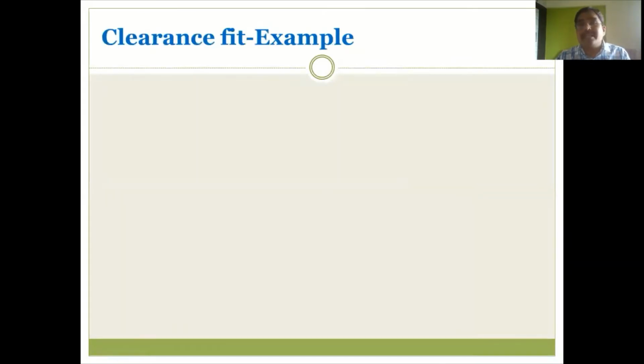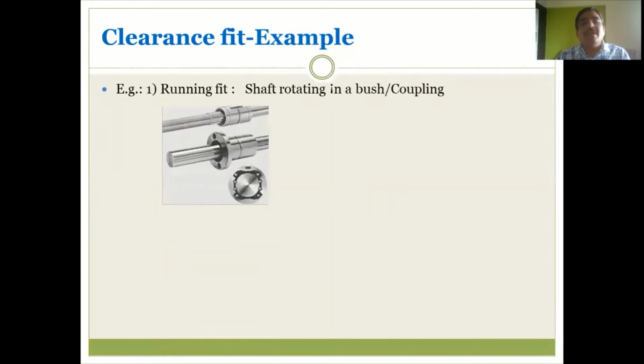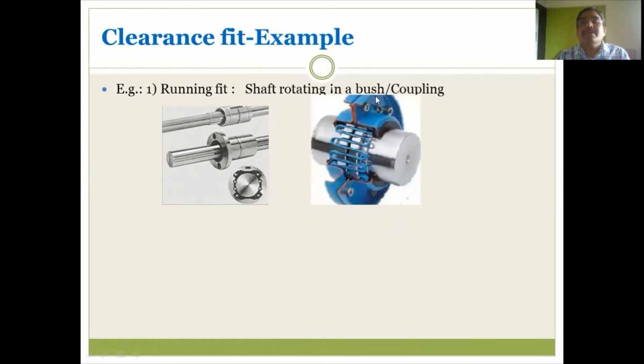Now, as per the examples here, in a running fit, suppose this is a shaft, right? And this shaft is rotated inside this bush. Here I have shown another example: this is a coupling and this is a shaft, and this shaft will rotate inside the bearing. So this is called a running fit. Running fit is an example of clearance.